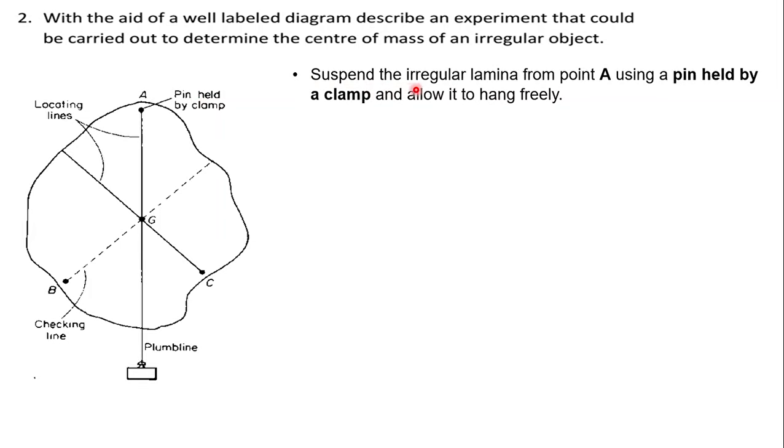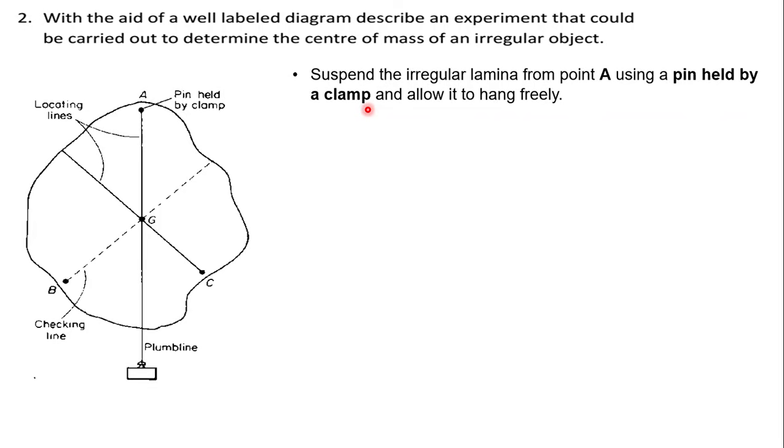So suspend the irregular lamina from point A using a pin held by a clamp and allow it to hang freely. So suspend the lamina, this thing, this you can get from a carton, just cut out nicely from a carton, cardboard, and then you suspend it here using a needle or a pin which is held in place by a clamp and allow it to hang freely.